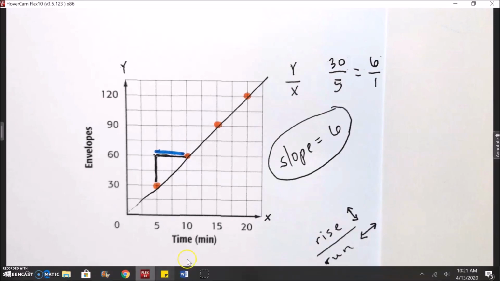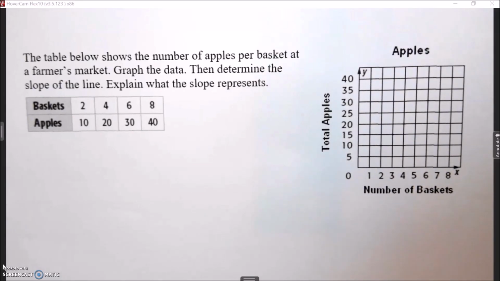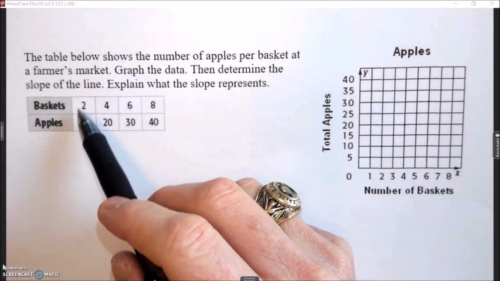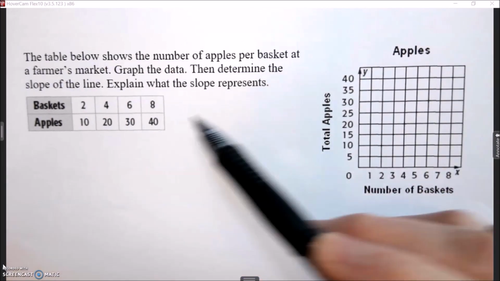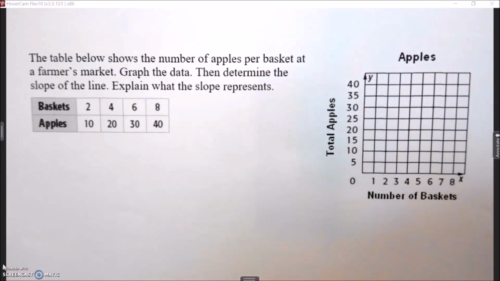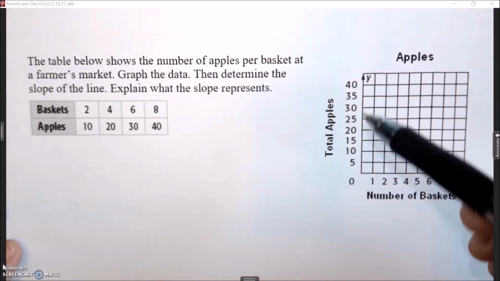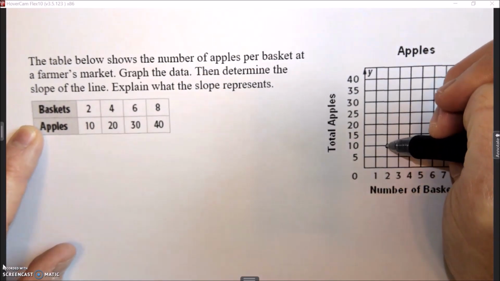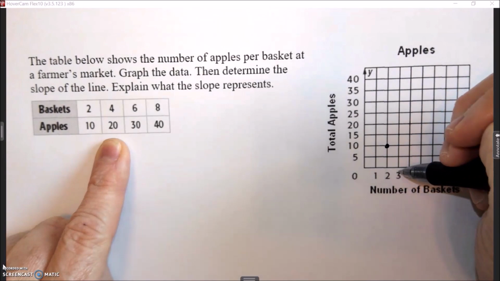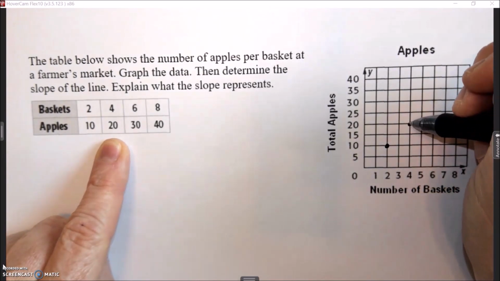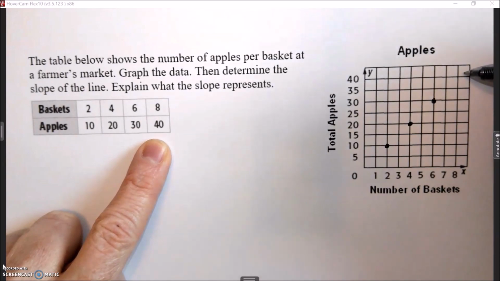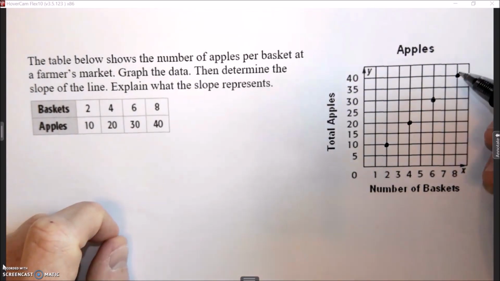And let's move on to the last one. So here we go. This is the final example. We're talking about baskets, we're talking about apples, we have our graph. We're going to take this and graph it over here. Let's do that first. We got our 2 baskets, 10 apples, boom. 4 baskets, 20 apples, 6 and 30. Where is that? You got old man eyes, can't see. 8 and 40. So guys, we graphed everything.